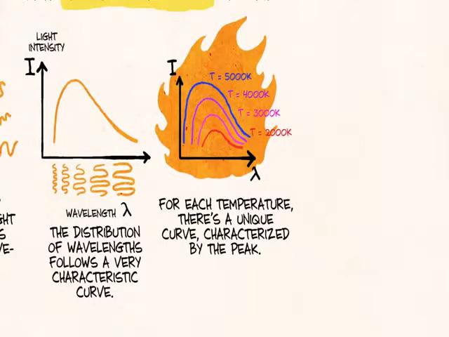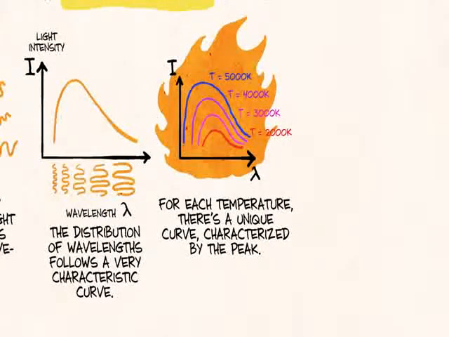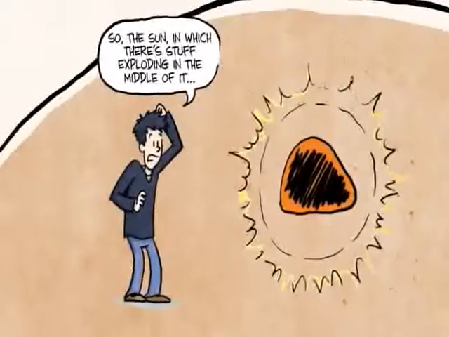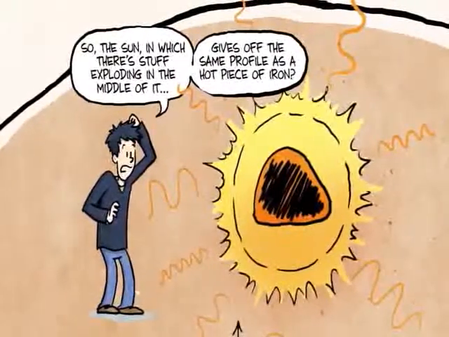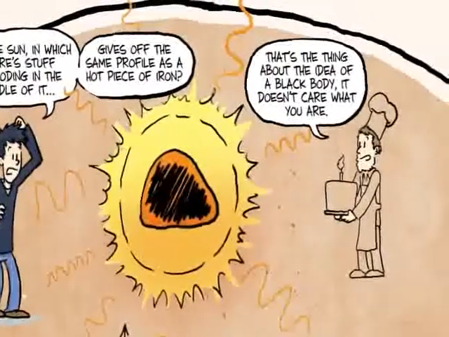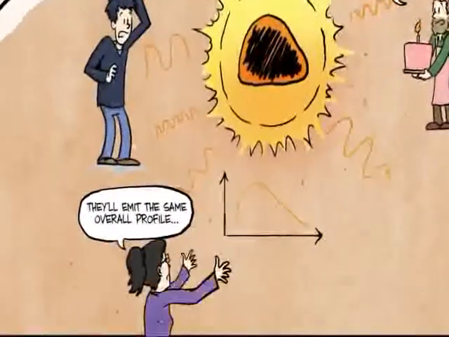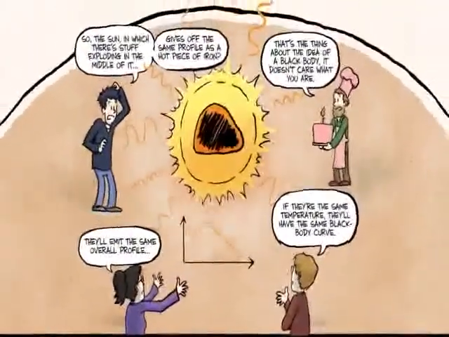These things don't cross, right? It kind of grows and grows along in this envelope, kind of like a balloon. So the sun, in which there is stuff exploding in the middle of it, gives us the same profile as a piece of iron. That's the whole thing about a black body. It doesn't care what you are. Your cake that you pull out of the oven, black carbon in the oven, same temperature, they're both going to have the same black body curve.